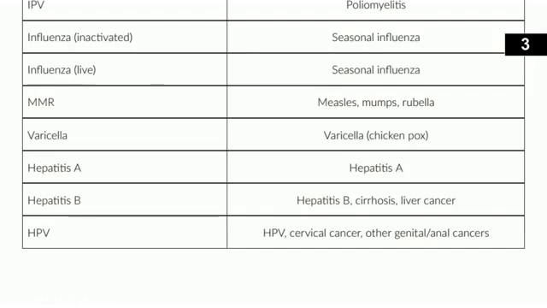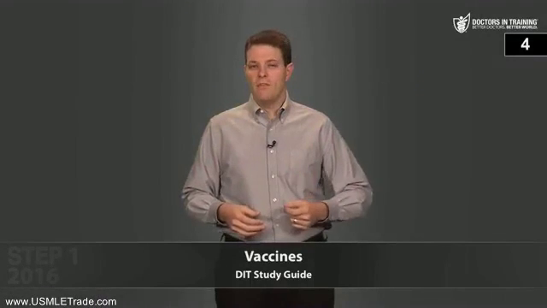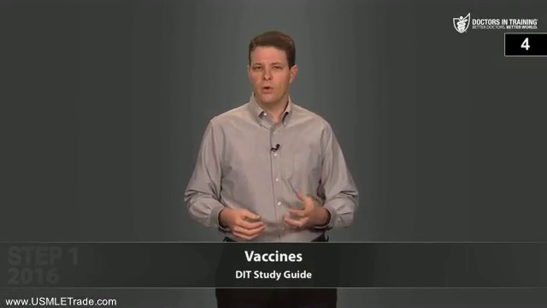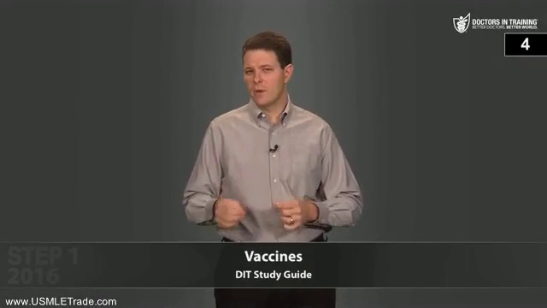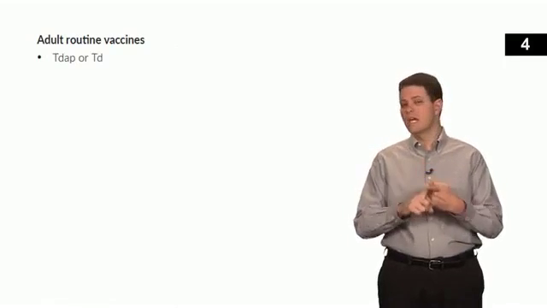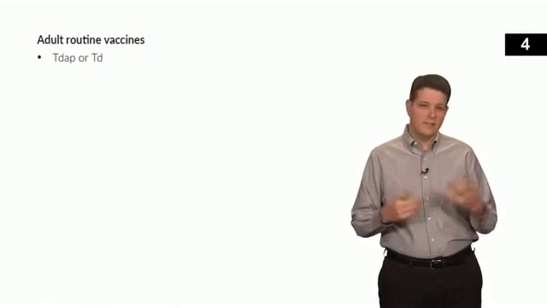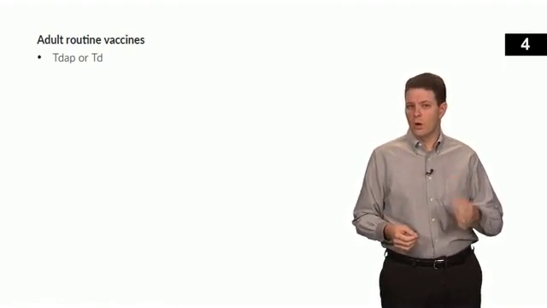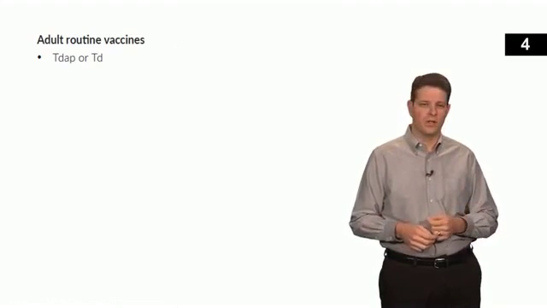Now, what about vaccinations for adults? We've mentioned most of these vaccines already, but it's important to know which routine vaccines are specifically recommended for adults. We give a tetanus and diphtheria booster shot every 10 years throughout a person's life. And since there's been a resurgence of pertussis, it's recommended that the Tdap should be given once in place of the regular Td booster in adults.